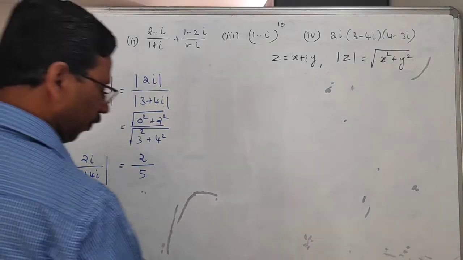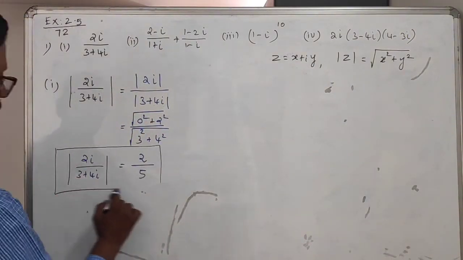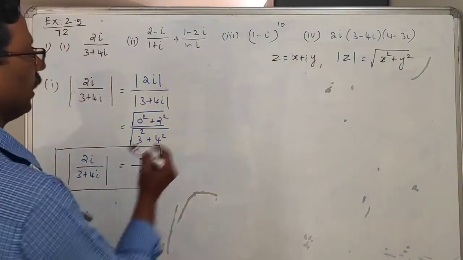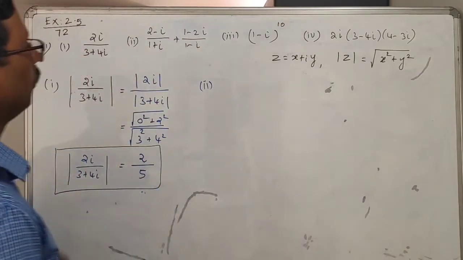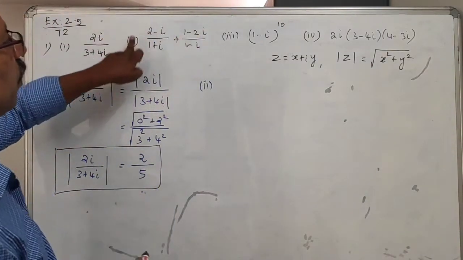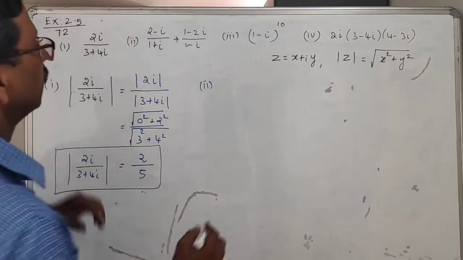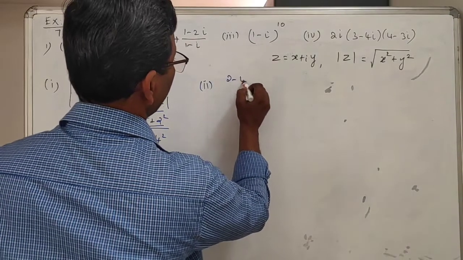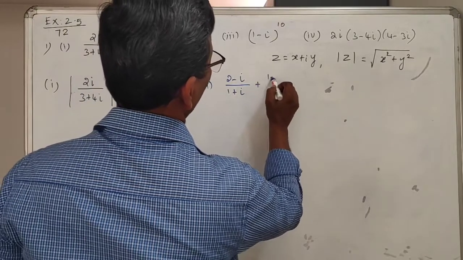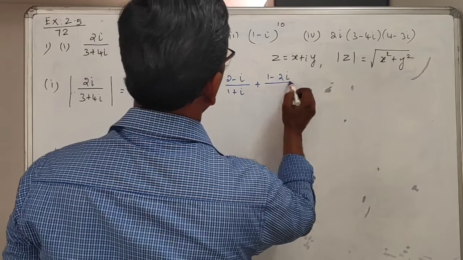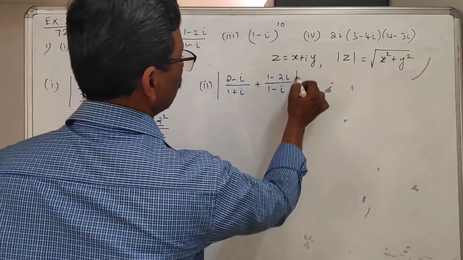Now let us go for the second subdivision. We have to find the modulus of this complex number: 2 minus i by 1 plus i, plus 1 minus 2i by 1 minus i.